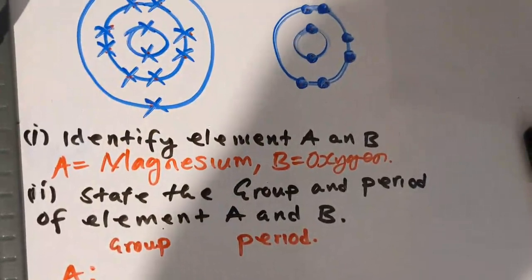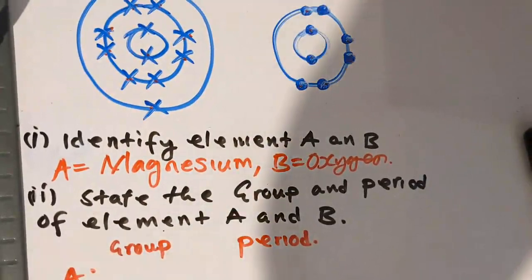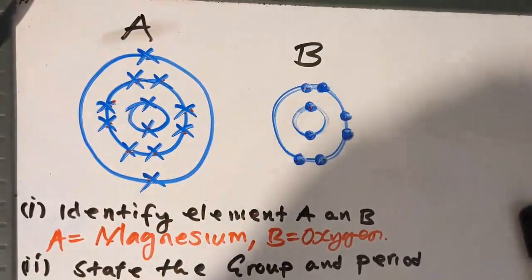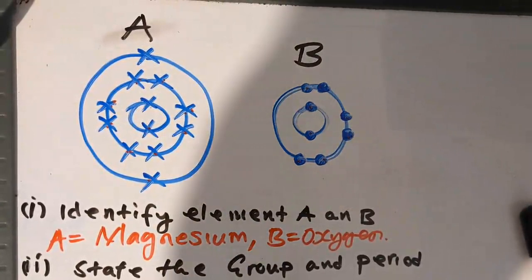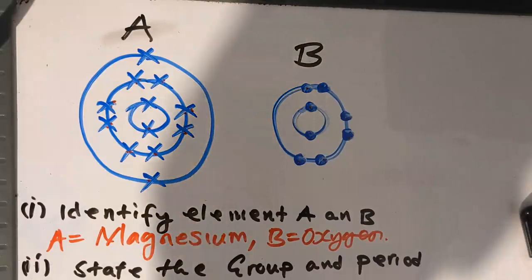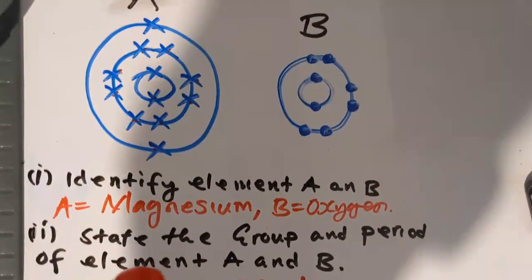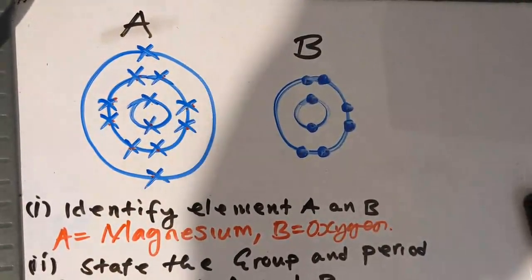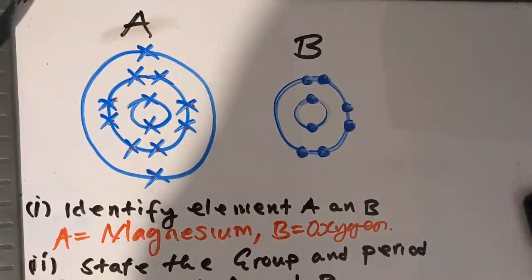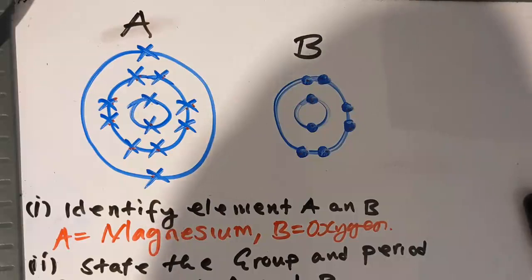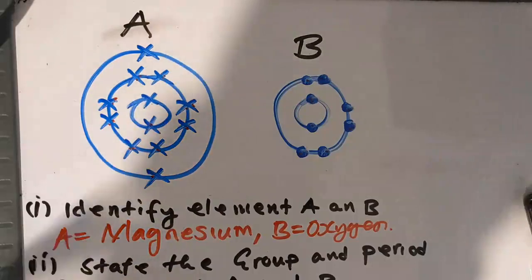So how do you identify the group of an element? Okay, it is very simple to identify the group. Make sure that you take note of this. If you want to know the group in which an element is found, the one that you have been given, you just look at the number of electrons in the last shell. The number of electrons in the last shell will tell you the number of the group it is in.